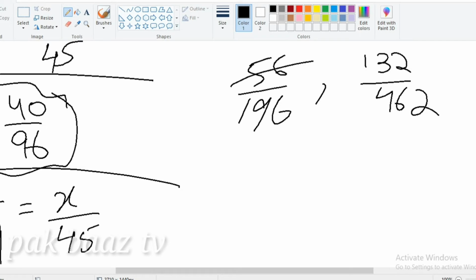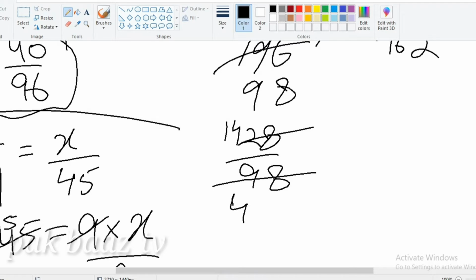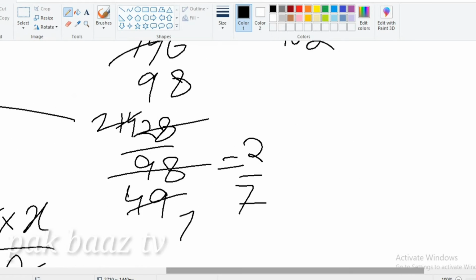2 twos are 4, 2 eights are 16, 2 nines are 18, 1 carry, 2 eights are 16. And we have 28 by 98. Again with 2, 2 ones are 2, 2 fours are 8, 2 nines are 18. Then we have 7 twos are 14, 7 sevens are 49. We will get 2 by 7. The first fraction is 2 by 7.